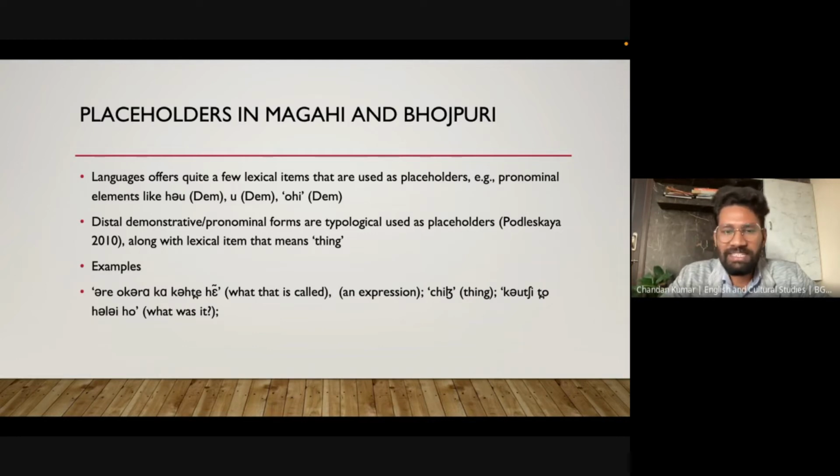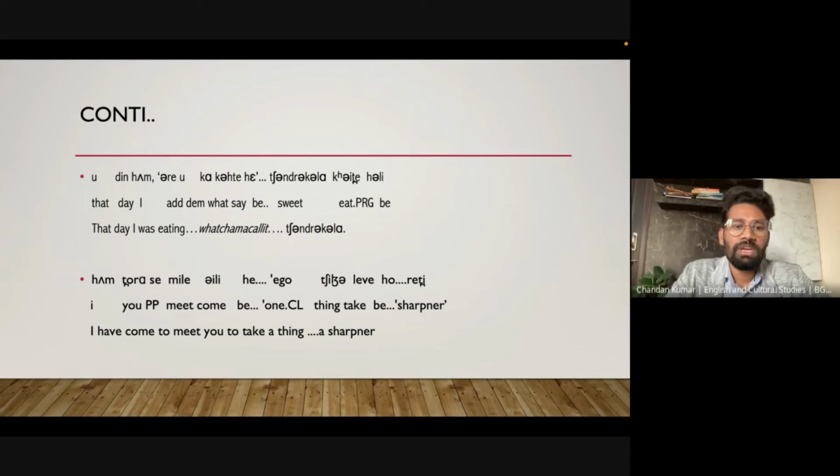Of course, as I said, typologically, the universal nature of placeholders is that most of them are derived from the demonstrative or pronominal, and in Magahi and Bhojpuri, like how, who, or ohi, these are actually derived from the demonstrative. There are a few expressions that I will discuss. For example, "Are ukra ka kahte hain," what that is called. Cheese is also used in Hindi as a placeholder. "Konchi to halai ho," that is an expression. What was it? It's more like a question that is being asked the moment a speaker is searching for the word. Few examples are there.